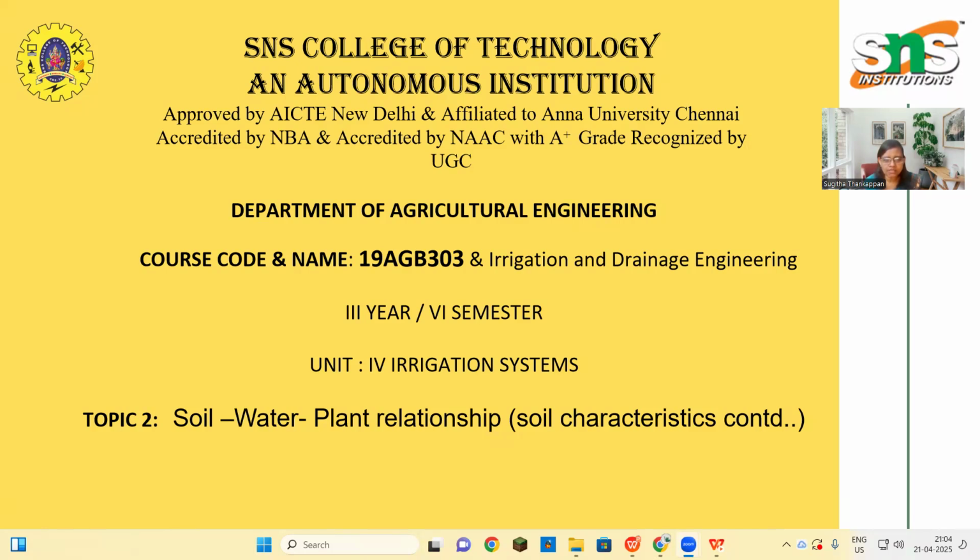In the last class, we studied that the soil-water plant relationship is very crucial in maintaining the ecosystem balance. We studied how the soil depth influences the soil-water plant relationship. Today we are going to continue with the other properties of the soil, such as texture and structure.